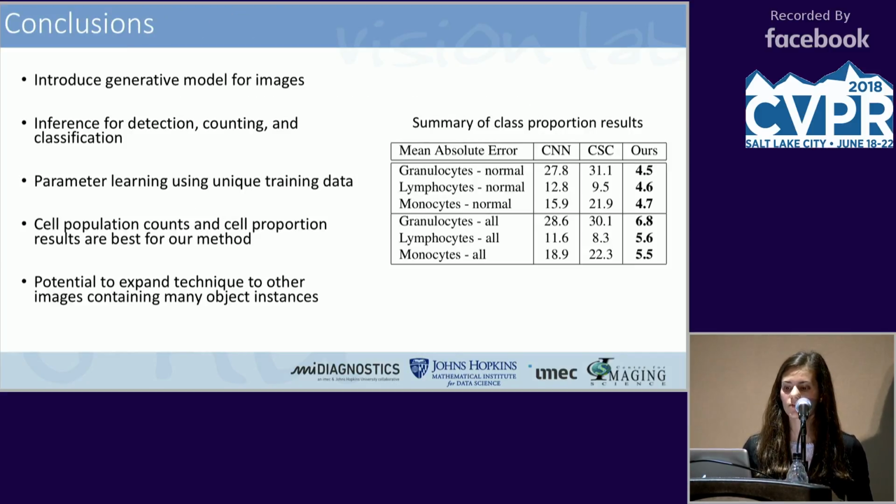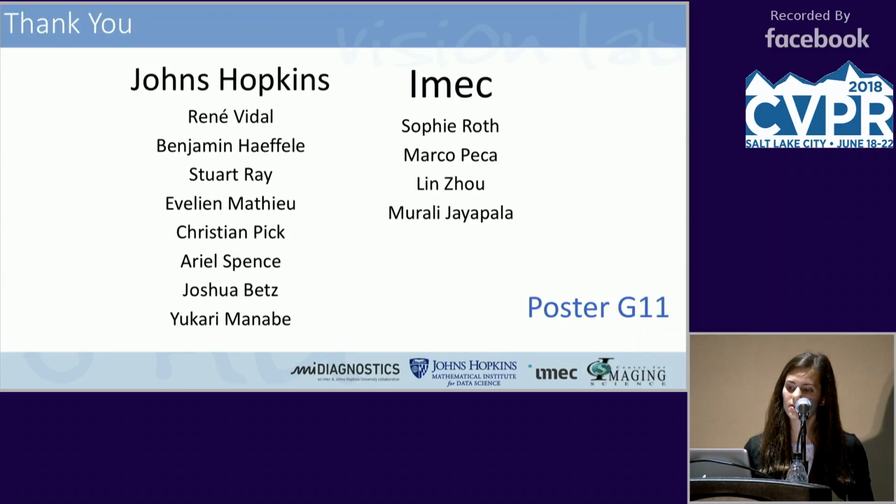In conclusion, we've introduced a generative model. We've shown that we can do inference for detection, counting, and classification. We've described how to do parameter learning with our unique data. And we've shown that our method outperforms other methods in terms of predicting the cell population counts and the class proportions. This method can potentially be expanded also to other images that contain multiple object instances. Thank you for your attention.